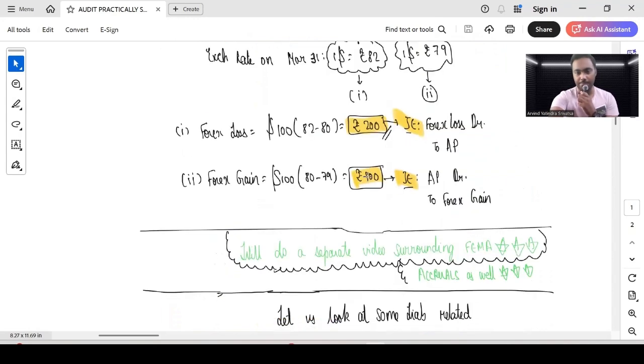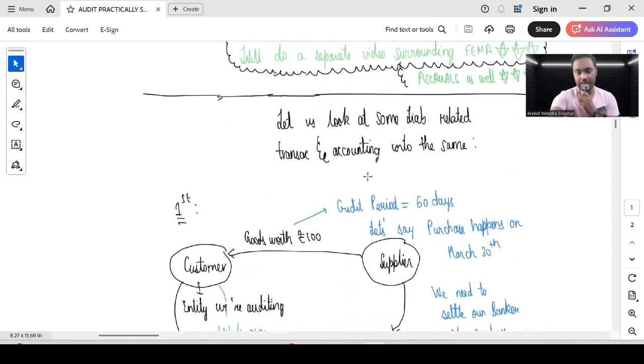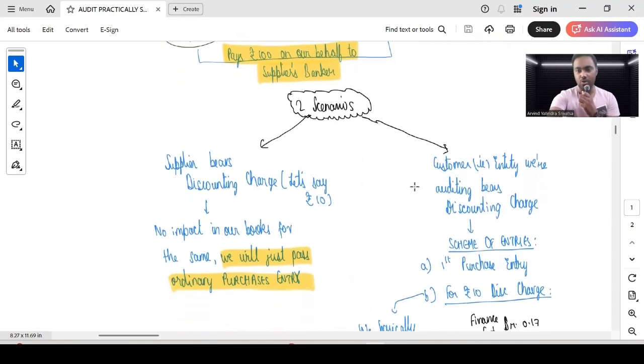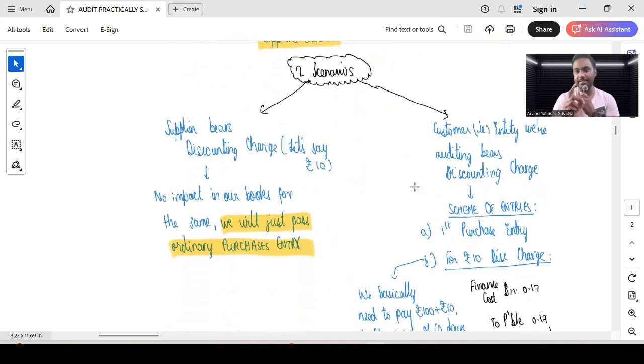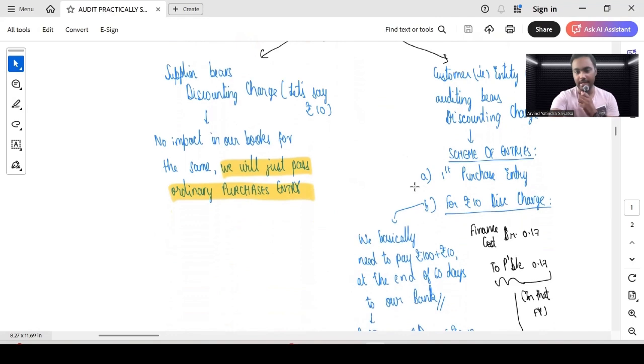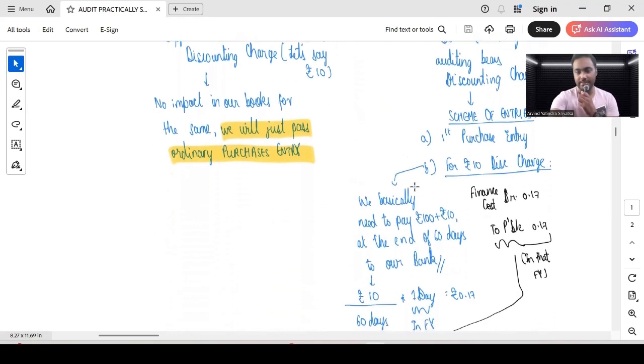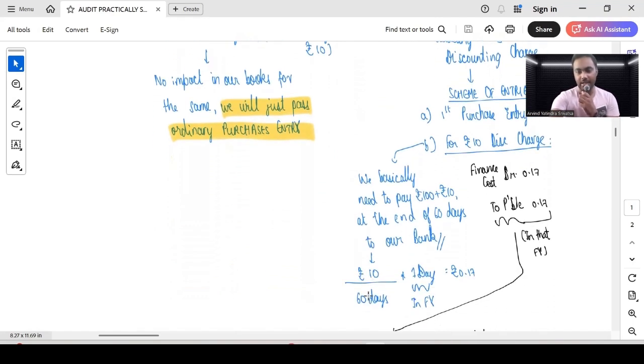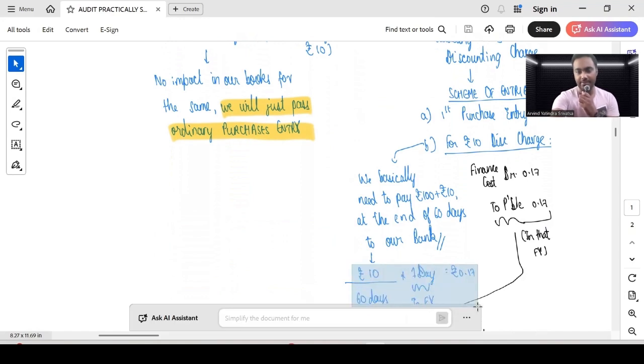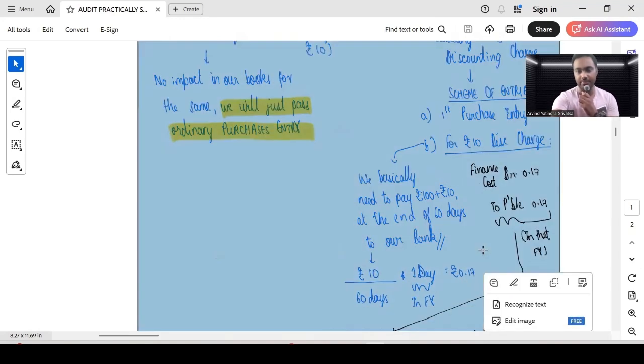Guys, if I just go up a bit, this purchase transaction occurred on March 30th. So it is just one day before the financial year end, and the credit period is 60 days. Out of this credit period, only one day falls in the current financial year and 59 days fall in the subsequent financial year. So the accrual for the discounting charge should be made only in relation to one day and not for the entire 60 days. So we have 10 of discounting charge for 60 days into one day in our financial year. So only rupees 0.17 should be accrued as our discounting charge, guys. I hope it is very clear.